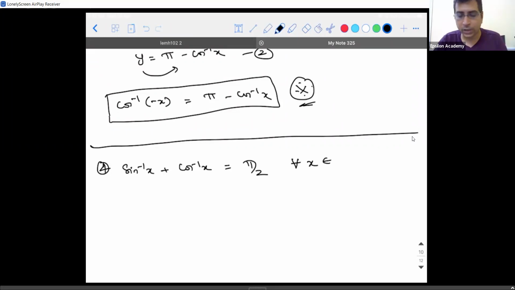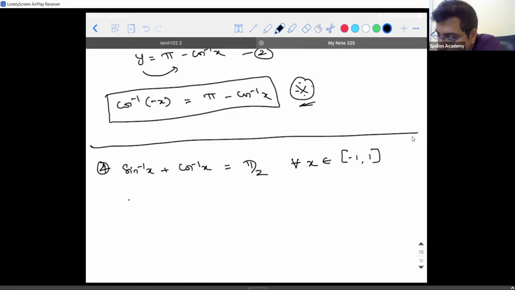So see, till now what happened? We had the domain for only sin inverse or only cos inverse. Here it is a combination of both. Sin inverse is there, cos inverse is there. But an interesting fact you can observe is that the domains for sin inverse and cos inverse are the same. That is why you are able to add both. So x belongs to -1 to 1.